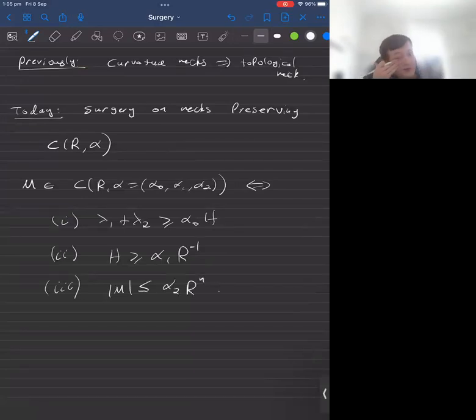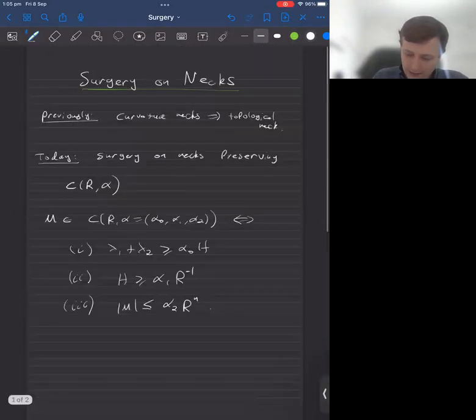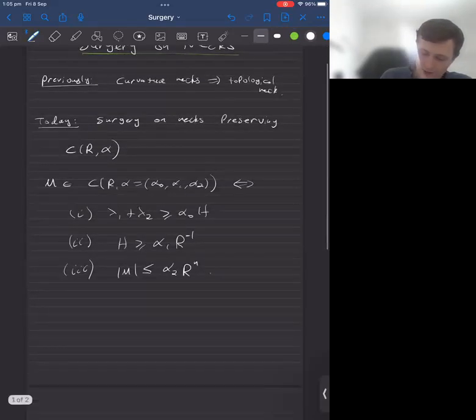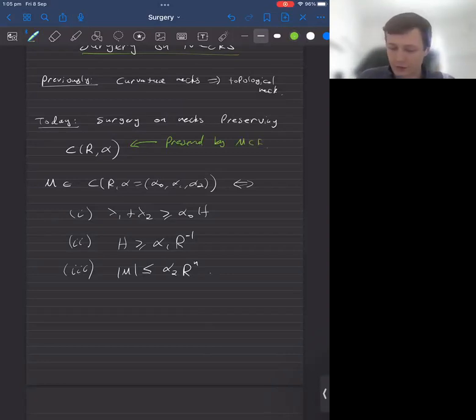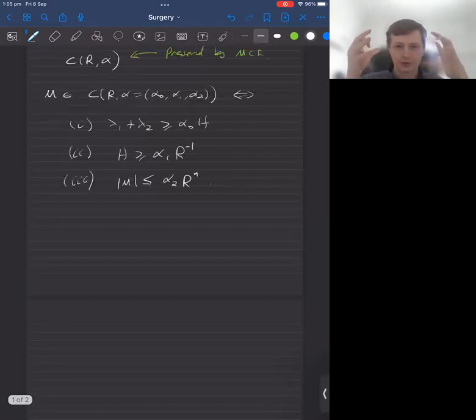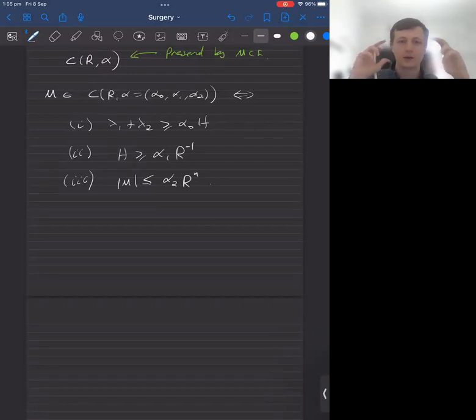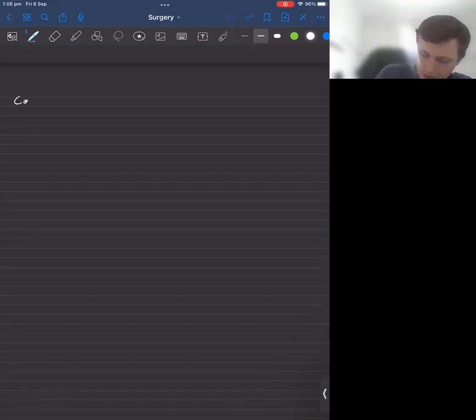We want to cut these necks that we found, but we don't want to just do it willy-nilly. We have to make sure we can preserve these properties so we can continue our mean curvature flow. Recall that we already showed that this is preserved by mean curvature flow. So at the end of today, we will have that it's preserved by mean curvature flow with surgery. Before we do that, we need to take these topological necks we found and pick a very nice parameterization for them. I'll call this the canonical parameterization.